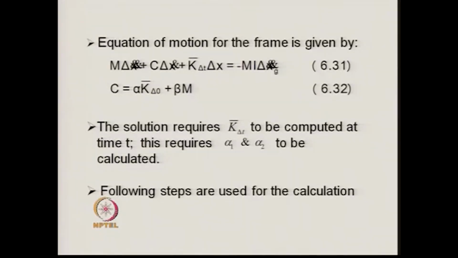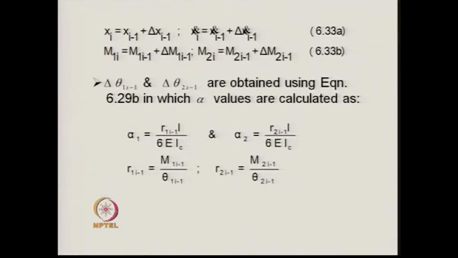So, with the help of that we calculate the C matrix, and using that C matrix we go ahead with the further calculation. The solution requires k bar delta t to be computed at every instant of time t, and this requires alpha 1 and alpha 2 to be calculated. Now, we use the following steps for calculating the values of alpha 1 and alpha 2. For a particular increment of loading, we calculate the incremental displacement, that is delta x I minus 1, to calculate the final displacement x I.